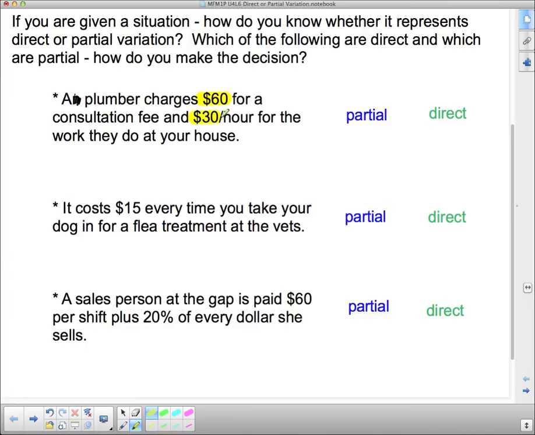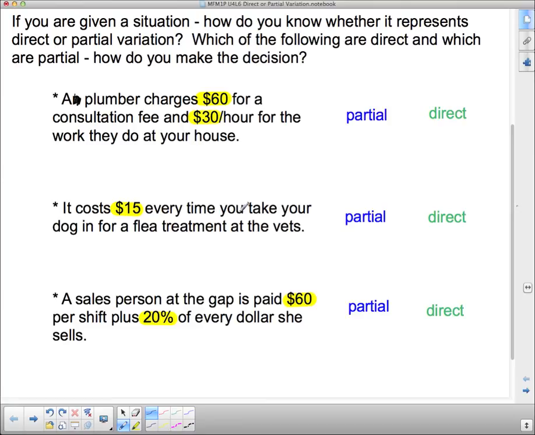Now, let's read the next one and see if it is any different. It costs $15, there's one piece of information, every time you take your dog in for a flea treatment at the vet. Okay? And then the next one says, a salesperson at the Gap is paid $60 plus 20% of every dollar she sells. Okay, so right now I see a difference here. I've got this up here that has two pieces of information. This here has two pieces of information, and then the one in the middle has only one piece of information for us. So I'm thinking that whether it's direct or partial, the first and the third one are going to be the same thing, and the middle one is maybe going to be the other.